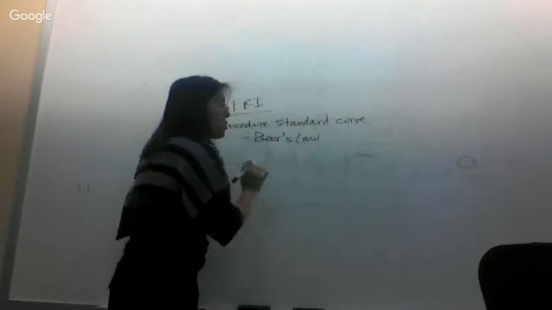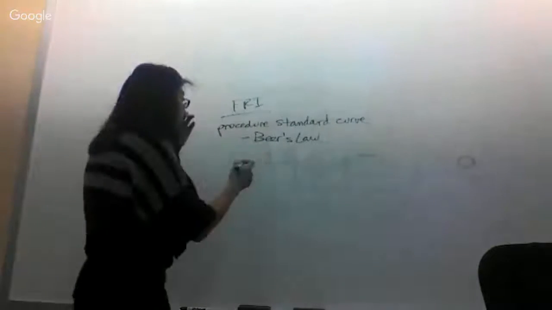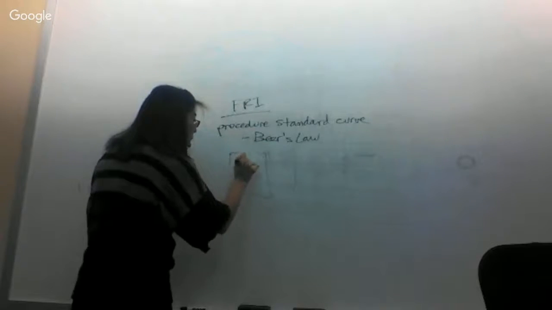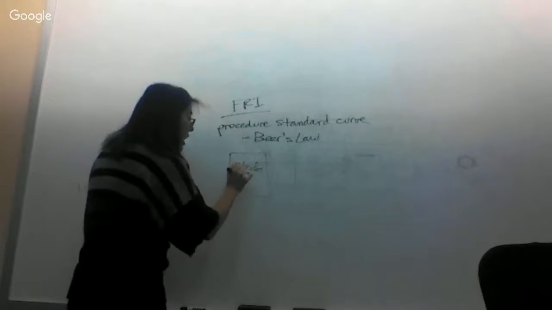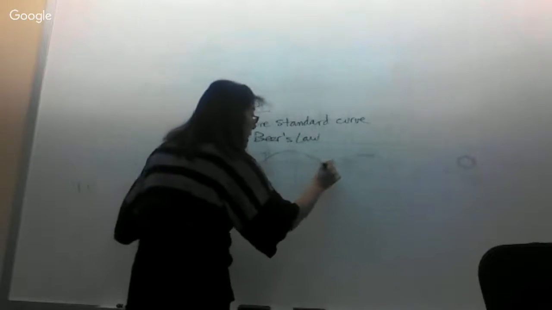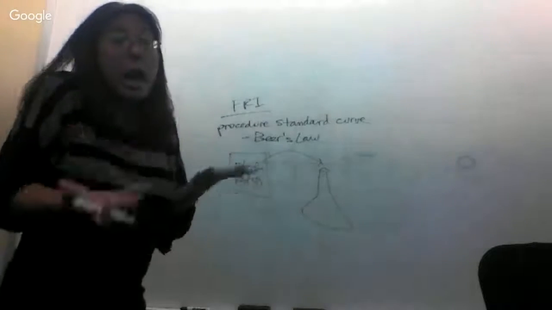Look up the procedure for Beer's law and go ahead and print that out and have it with you on Friday. Remember what you're doing is you're going to suck out some of my stock solution of red dye 40 and put it into your volumetric flask. Remember that? How much are you going to suck out?